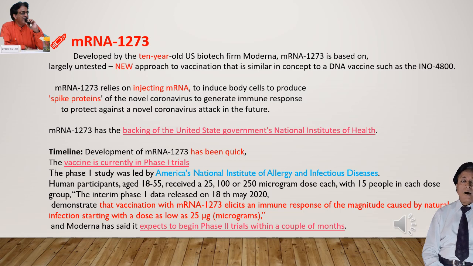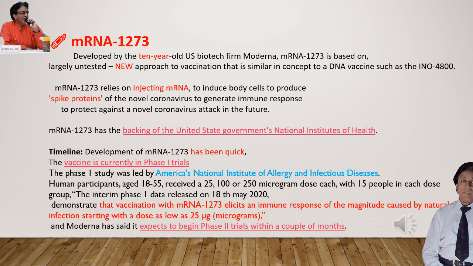Another candidate in the frontline vaccines is the messenger RNA 1273 vaccine. It is being developed by a relatively new company called Moderna, which is a US based biotechnology firm, and it is using a largely new approach for the vaccination, and the work on this vaccine has been pretty fast. This vaccine is being backed by the US government and the National Institutes of Health in USA.